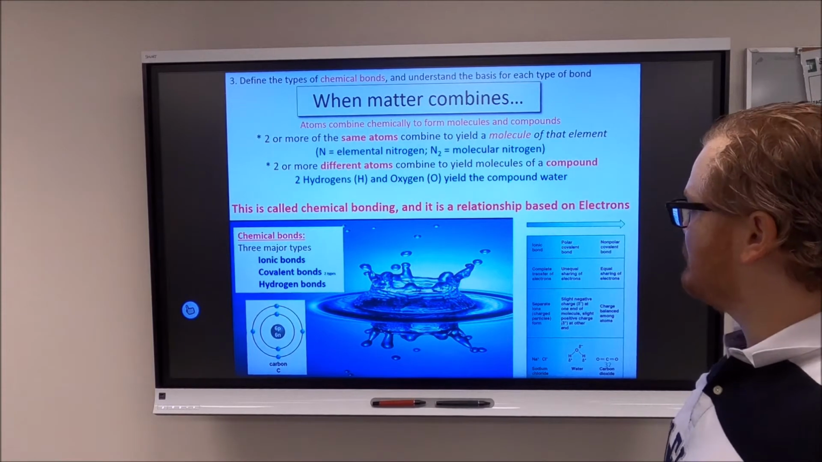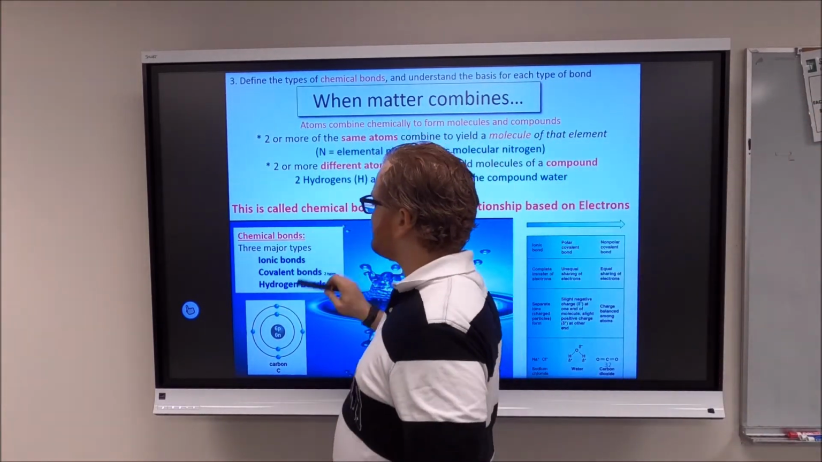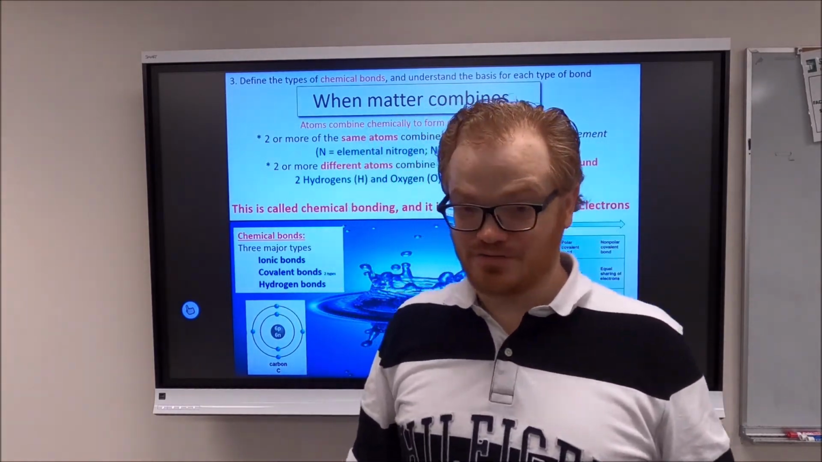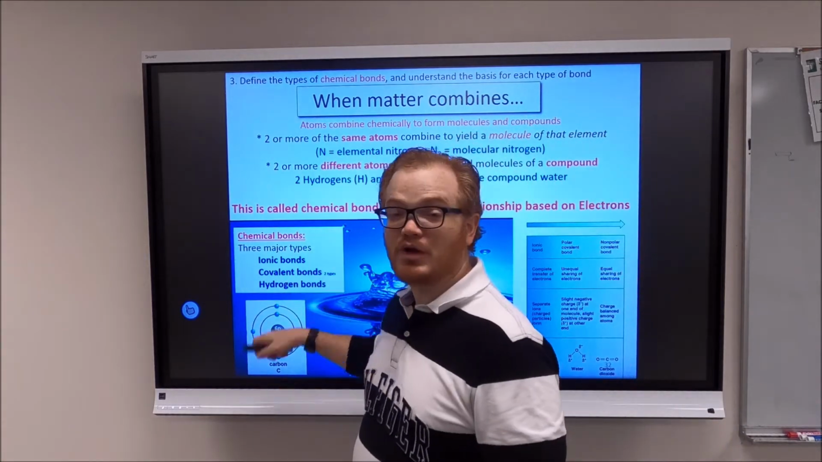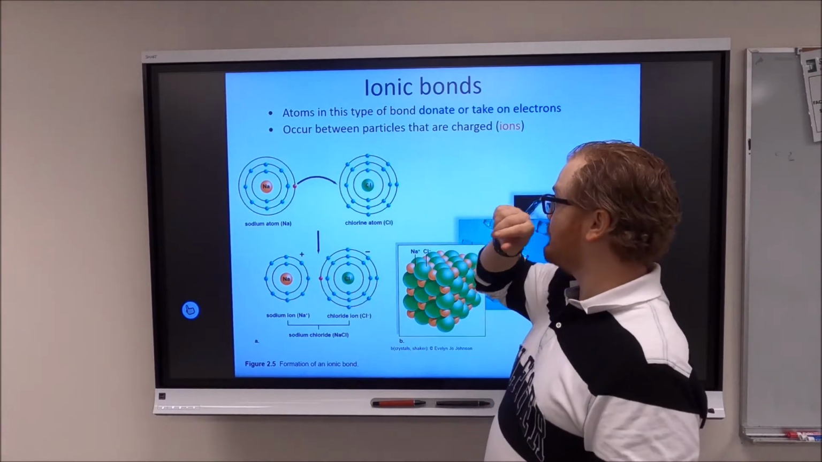So let's see, what do I want to say here? Let's just get through most of this and jump straight down to here. There are 3 major types of chemical bonds. These are ionic, covalent, and hydrogen bonds. And hydrogen bonds are kind of like a side effect of covalent bonding. All right, first things first, ionic bonds.